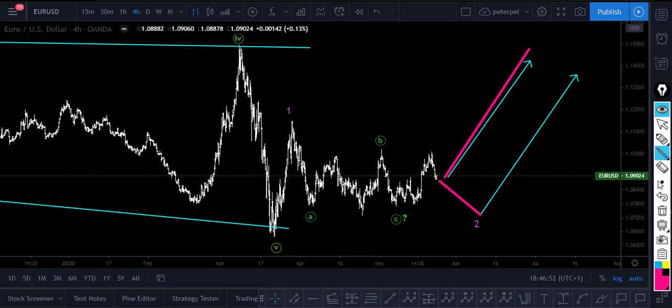Euro USD keeps misbehaving, and it takes a lot of people out, because price is still in a form of sideways wave correction.